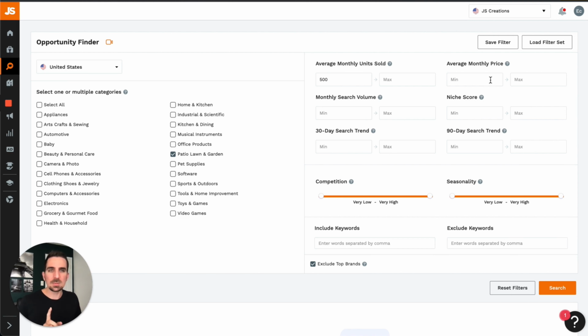And then the next part is the average monthly selling price. Now, in the past, we used to recommend that people look for products selling for $20 US, but I've actually moved that up to a minimum of $30. That's just because beyond sourcing the product itself, you'll also have a lot of other expenses in running your business, and if you sell products for less than $30, it can be almost impossible to make any kind of margin on those products.